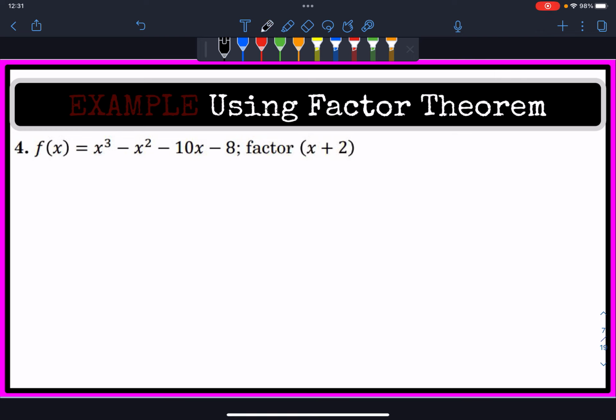So let's start by first verifying that x plus 2 is a factor by using synthetic substitution. So we're going to put negative 2 on the outside, positive 1, negative 10, and negative 8.